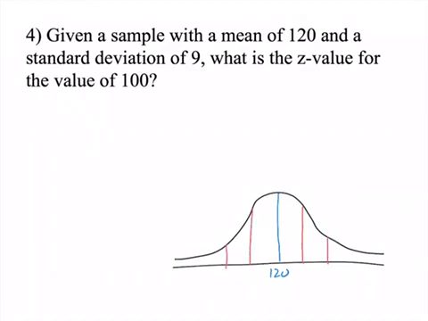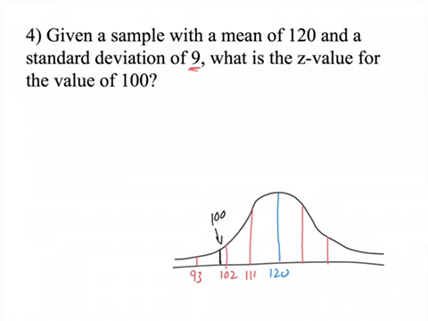Now, the question I have is, I want 100. What side of 120 is 100 on? Is it on the left side? So let's take a look at what happens here. If we take a standard deviation of 9, so I'm going to subtract 9 from this, don't I get 111? If I subtract 9 again, don't I get 102? If I subtract 9 again, don't I get 93? Now, what we're looking for is 100. So isn't 100 right there?